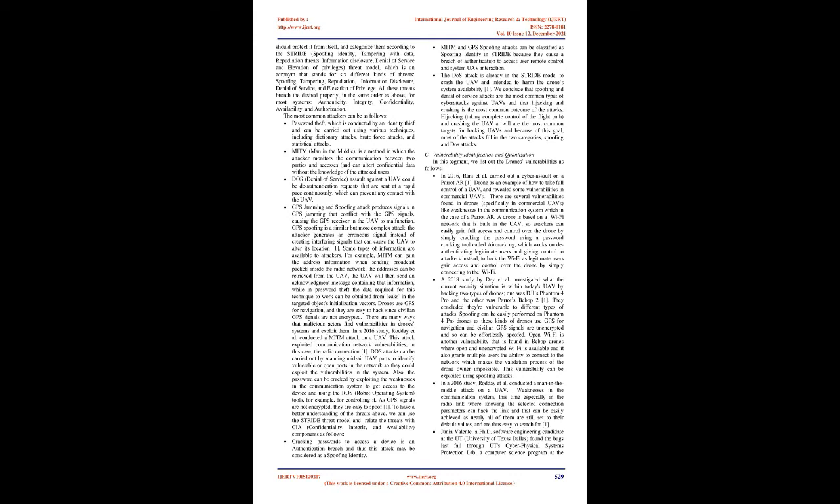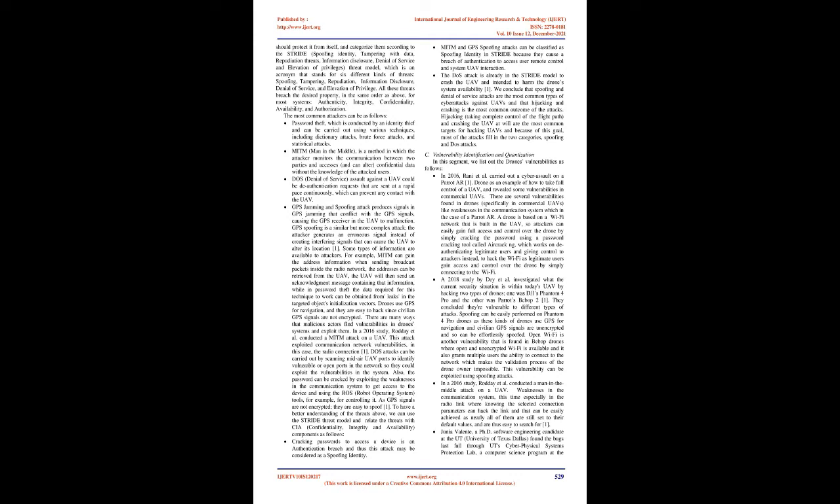GPS jamming and spoofing attack. GPS jamming produces signals that conflict with the GPS signals, causing the GPS receiver in the UAV to malfunction. GPS spoofing is a similar but more complex attack. The attacker generates an erroneous signal instead of creating interfering signals, which can cause the UAV to alter its location.